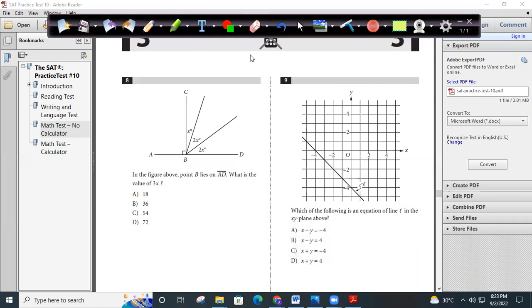Fast. People should be fast and give me the answer. They gave a line and they're asking you to find the equation of the line.